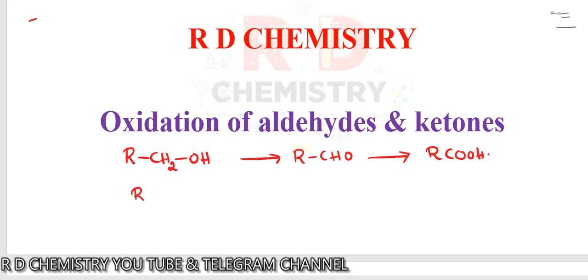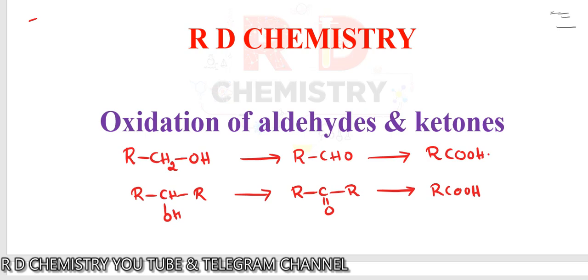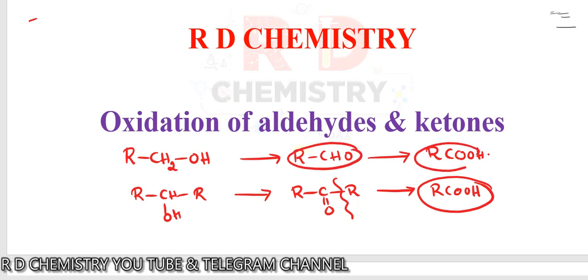Whereas the secondary alcohol of this structure can give the corresponding ketone, and ketone can be oxidized to give the carboxylic acid in the presence of a stronger oxidizing agent, because the carbon-carbon bond can break and the carboxylic acid forms with a lesser number of carbon atoms. Now, in this video, we will see the oxidation of the aldehyde to the carboxylic acid, and ketone to the carboxylic acid.